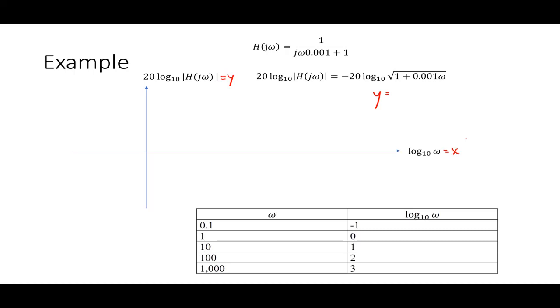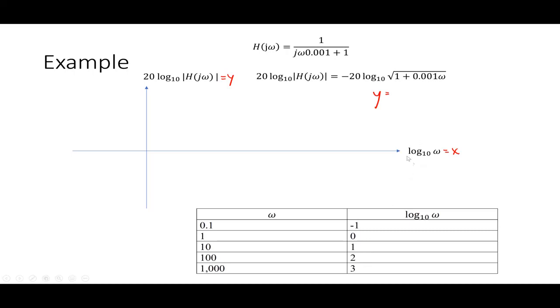I'm going to focus on the x-axis first. I'm interested in a set of frequencies, omega, and what I've done is I've listed decades of frequencies: 0.1, 1, 10, 100, 1,000. If you take the log base 10 of each of those, you should be able to prove to yourself that the log base 10 of 0.1 is -1, the log base 10 of 1 is 0, the log base 10 of 10 is 1, and so on. Each decade in frequency, so each factor of 10, is going up by 1 on the log scale.